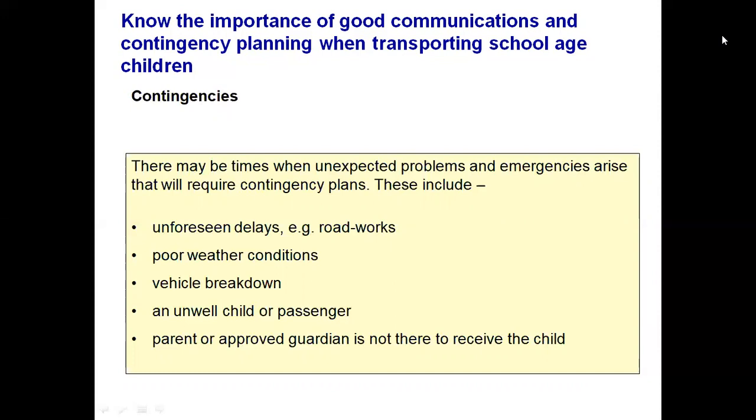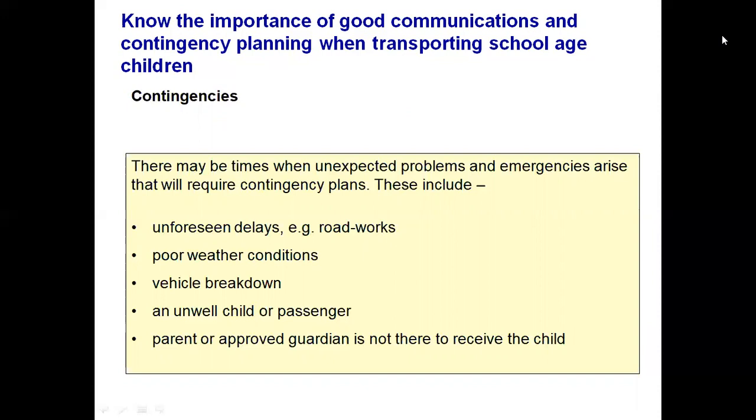After school, when you come to drop the children off, the parent or approved guardian is not there to receive the child. Once again, phone the parent, see how long they're going to be. If you have other children on board, you'll need to plan ahead. Change your plans. Drop the other children off and come back with the child whose parents are not there.